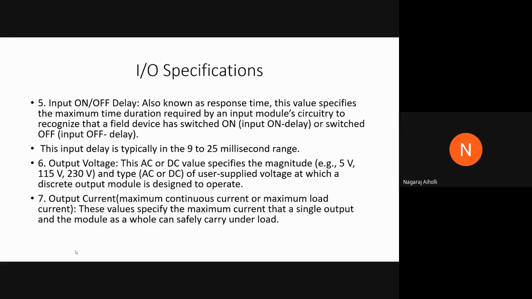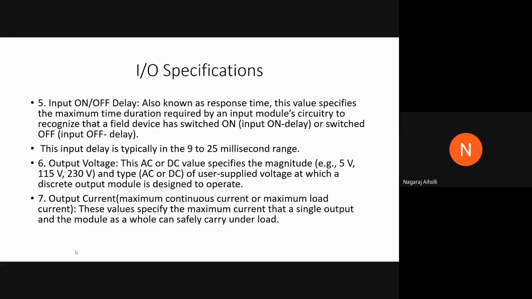Output voltage. It is the AC or DC value. It specifies the magnitude, either 5 volts or 115 volts or 230 volts, and the type, AC or DC voltage, of the user supplied voltage at which a discrete output module is designed to operate. That means again it's a power supply voltage, how much is required to power the output module. Whether we require 5 volts, 115 volts or 230 volts, AC or DC, how much user voltage or power supply voltage we have to apply for the output module to operate satisfactorily. That is called the output voltage.